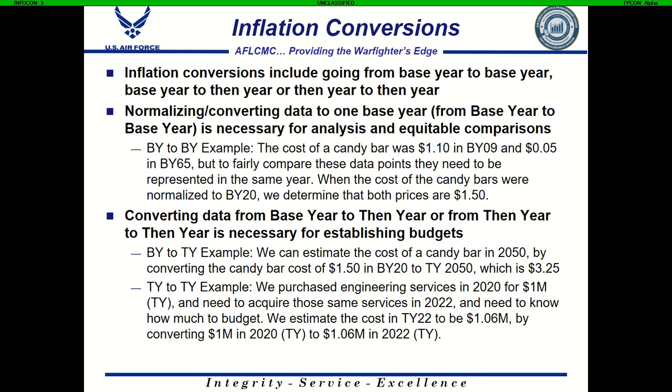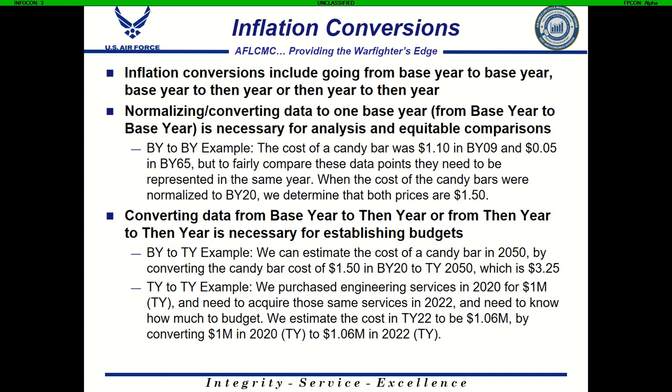If you think about the cost of a candy bar, it's relatively unchanged for the past 50 years or more. It's the same product. Maybe some of the ingredients have changed, but for the most part, a candy bar is the same as it always was. A candy bar was $1.10 in 2009, base year 2009. So if you were around in 2009 and you bought a candy bar, that's the typical price you would have expected to pay. In 1965, you would have paid 5 cents for that same candy bar.